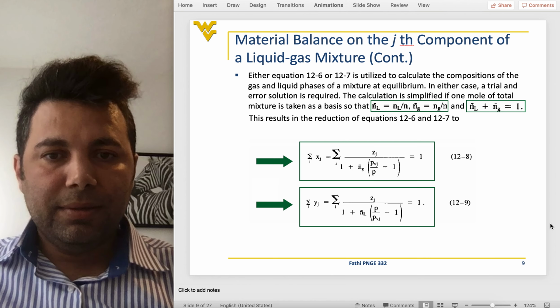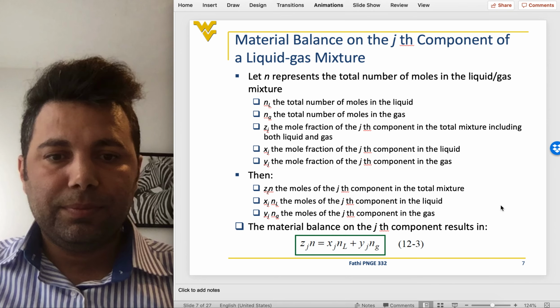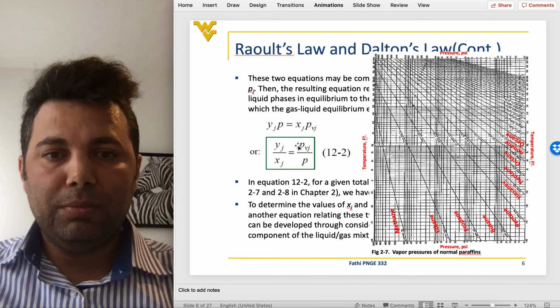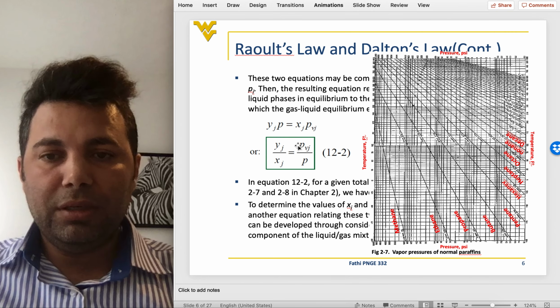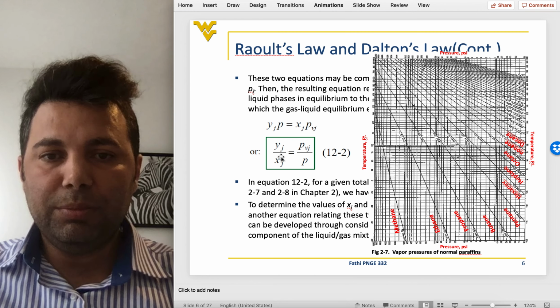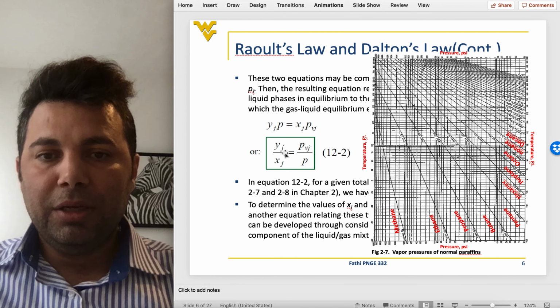Again, going one step back, we said this equation can come from the equality in partial pressure at the interface. So I can say Yj, the mole fraction of each component in the gas, divided by the mole fraction of that component in the liquid, is equal to PVJ over P. So Yj becomes Xj times PVJ over P.